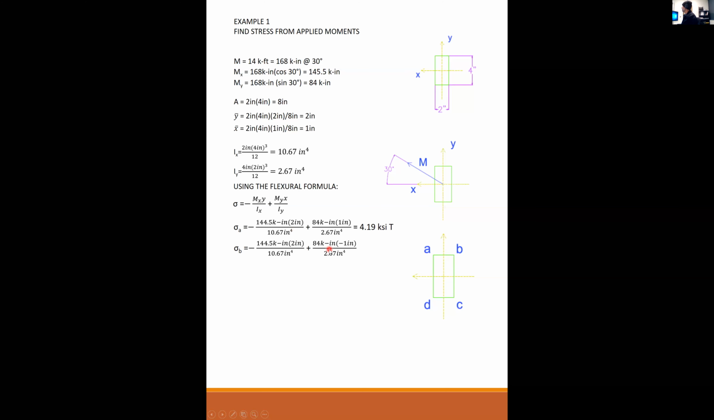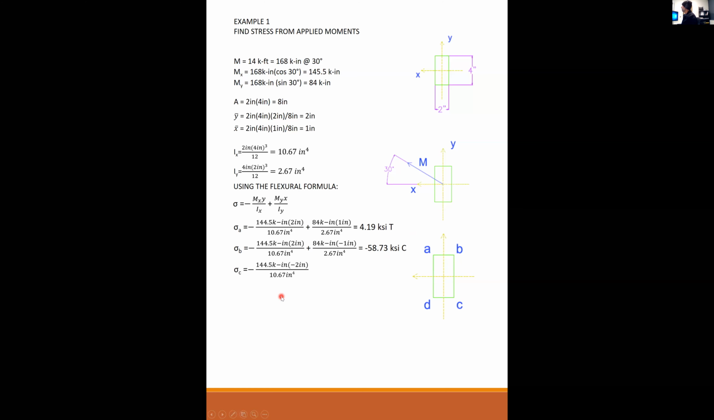But for the second term, I am now going 1 inch to the right, which is opposite of positive x. So my x term is a -1, as you can see here. I crank this out and I get, whoa, that's a big stress, minus 58.73 KSI. It is negative, so this is in compression.